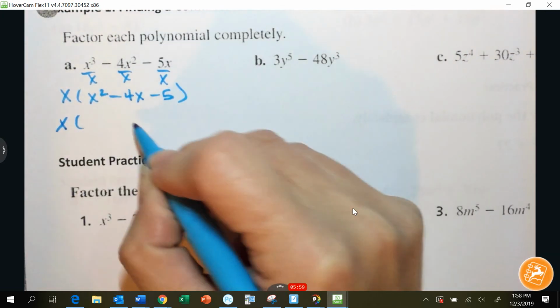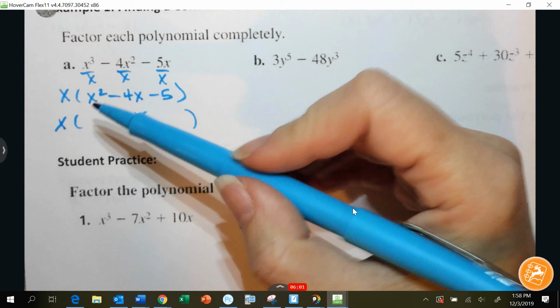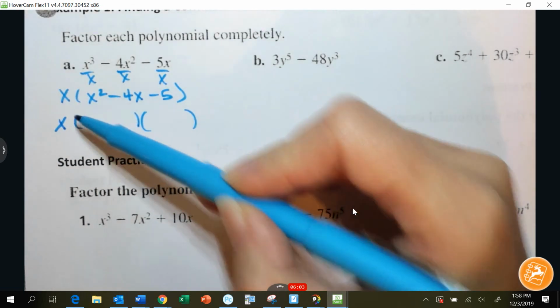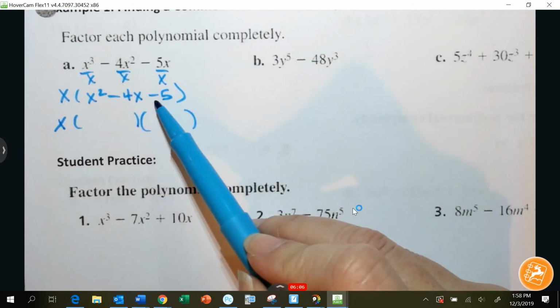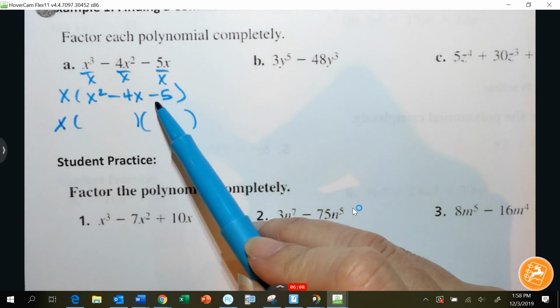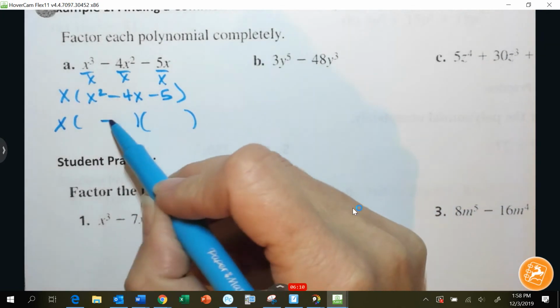So I'm going to put in my 2 parentheses, but I do bring down that GCF. This sign right here tells me what about my signs? 2 different.